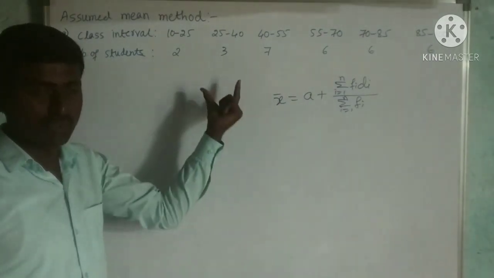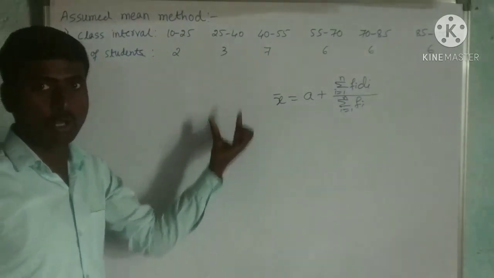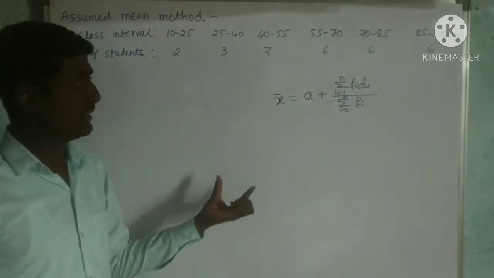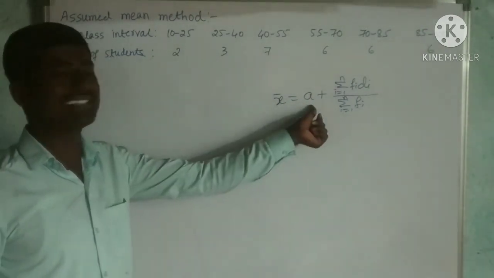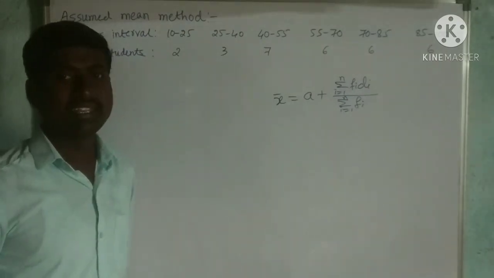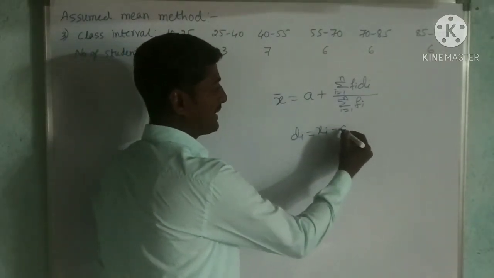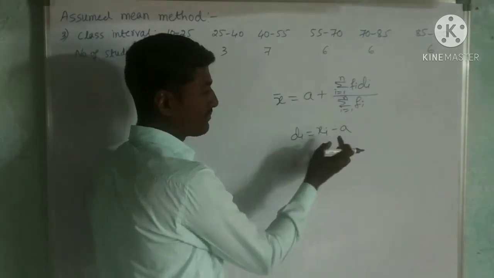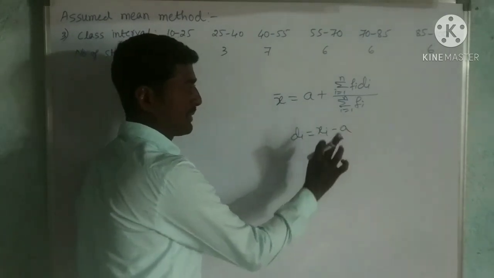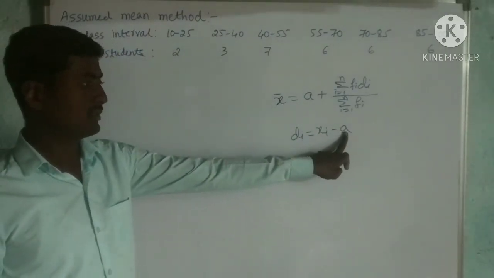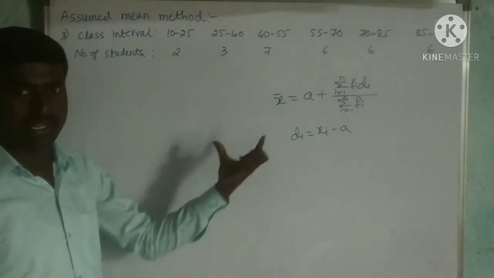So we already know how to write the table. In that table, the xi column will be there, that is the class mark. We have to assume any one value in that class mark, so that is a. di is nothing but the deviation: di is xi minus a. So a we have already chosen, and the corresponding xi we have to subtract from the assumed mean. While solving we will get an idea.